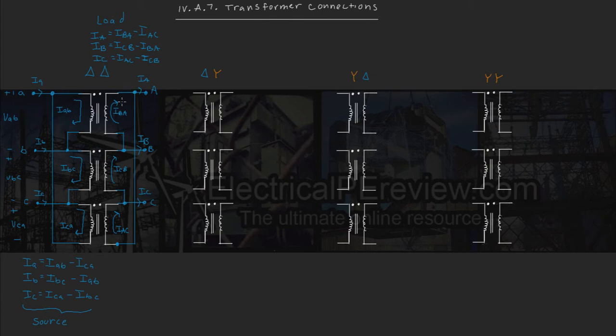And just like for our source, since our load's a delta, our phase voltage is going to equal our line voltage, which is going to be plus V.A.B. minus. For phase B, plus V.B.C. minus. And then plus, for phase C, V.C.A. minus. Pay attention to our notation.